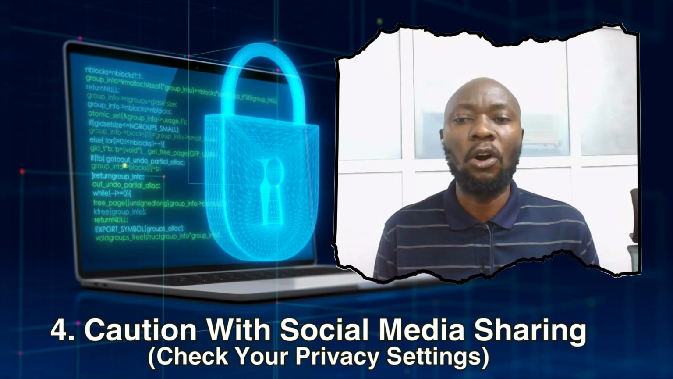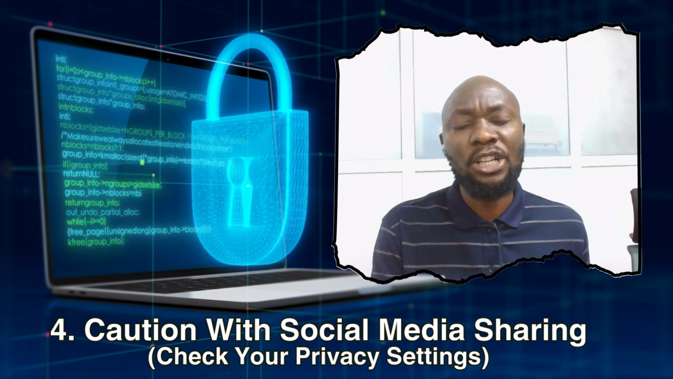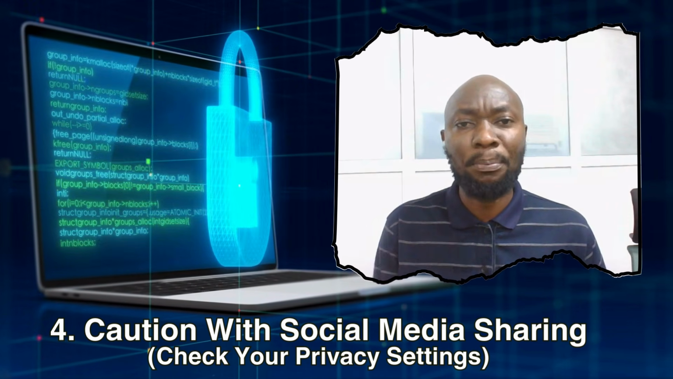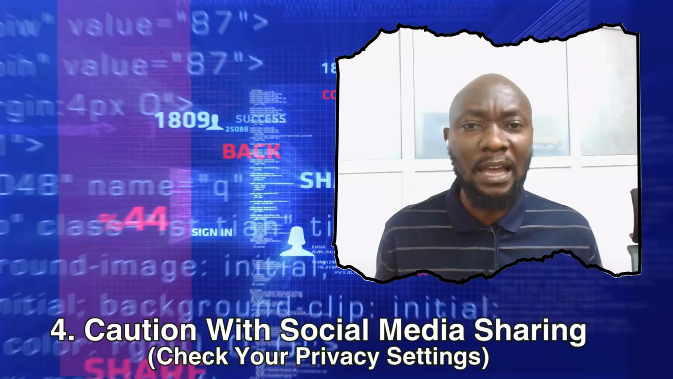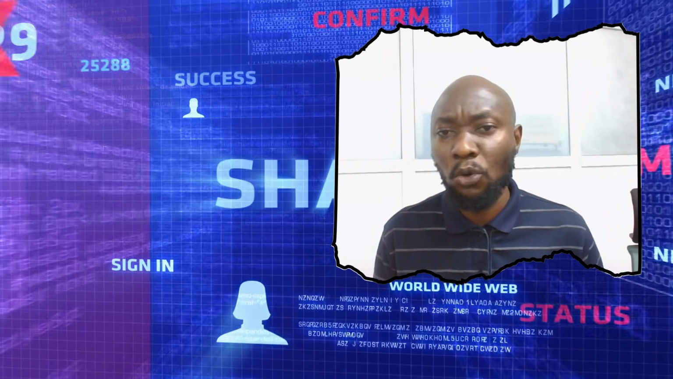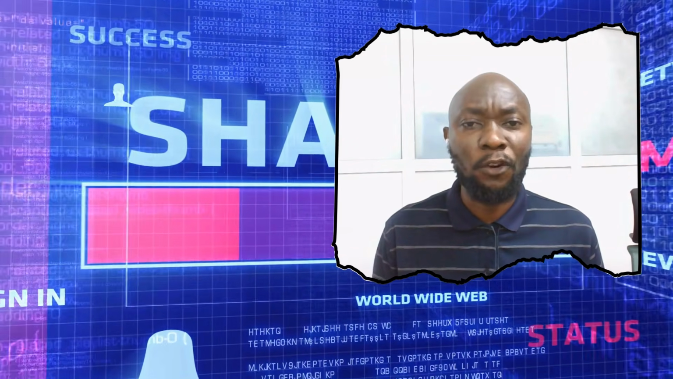What are you sharing on social media? Go to Facebook or Instagram or any social media platform you are using and check the privacy settings. Make sure that you don't grant permission to just everybody to access your photos, your date of birth, or your location. A lot of people share these things by default. They don't even check it.